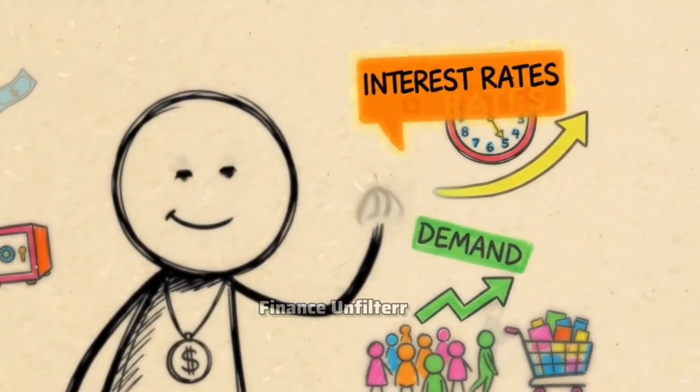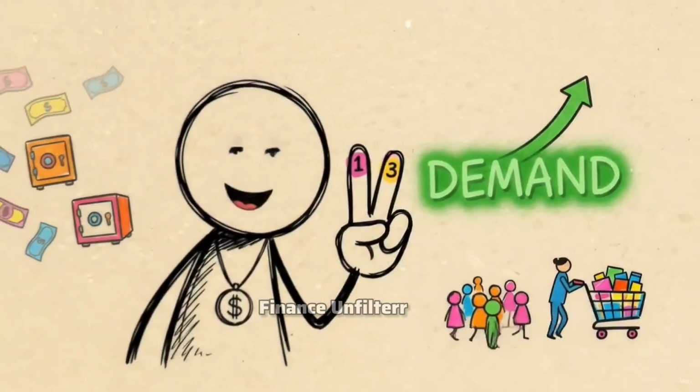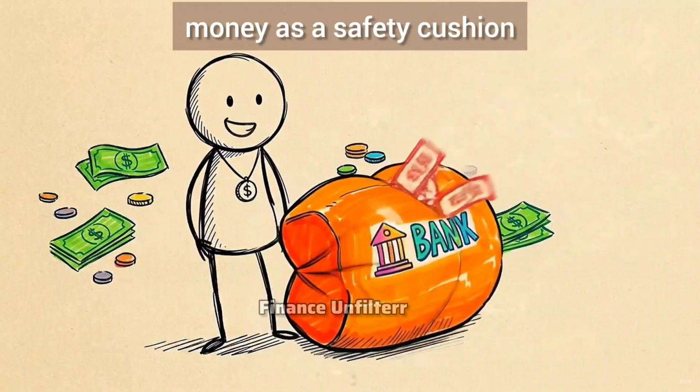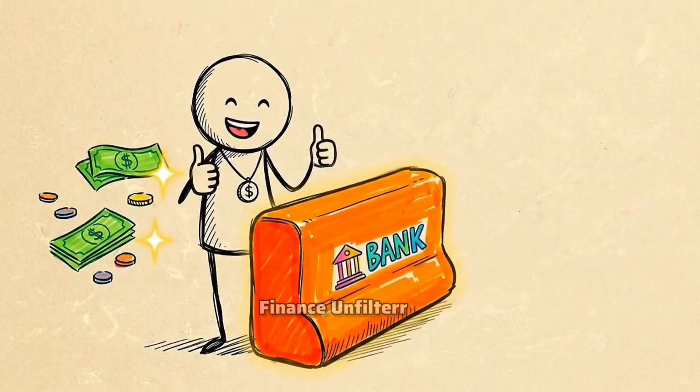Three things: capital rules, interest rates, and borrower demand. Capital rules force banks to hold their own money as a safety cushion. If loans go bad, the bank absorbs the loss, not you.